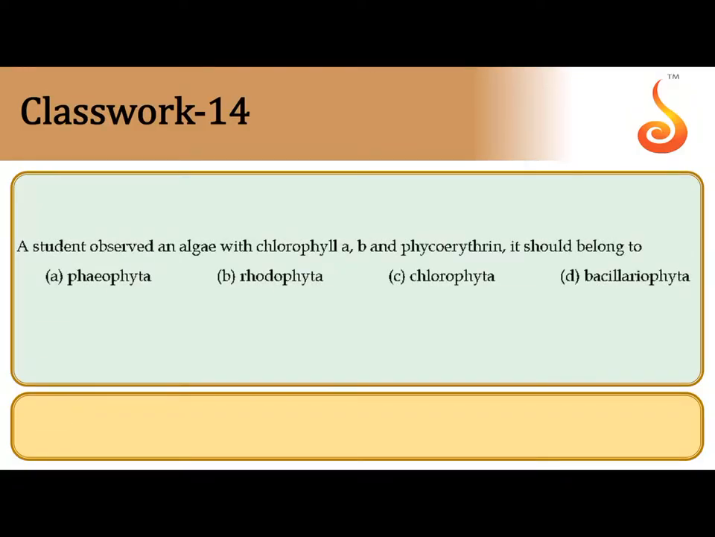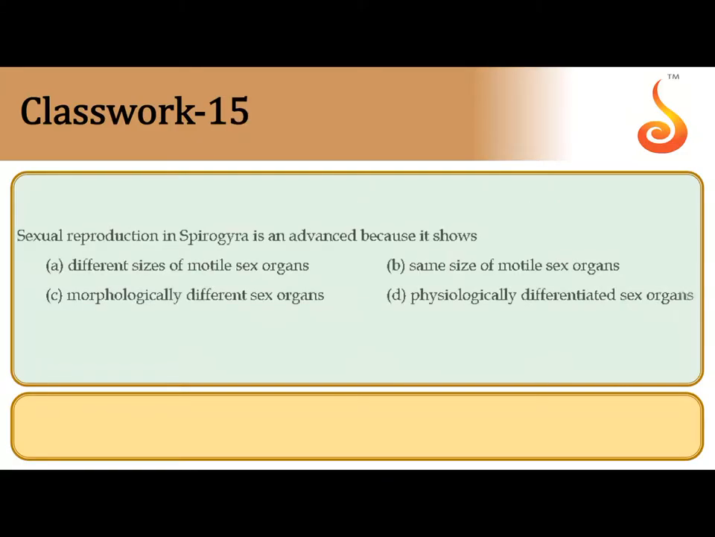A student observed an algae with chlorophyll A, chlorophyll D, and phycoerythrin. Which group should it belong to? Obviously, it should belong to Rhodophyta or Rhodophyceae, that is red algae, because these have R phycoerythrin. Sometimes they may also give you R phycocyanin. So phycoerythrin plus phycocyanin are the pigments which are unique to red algae, which are Rhodophyta.